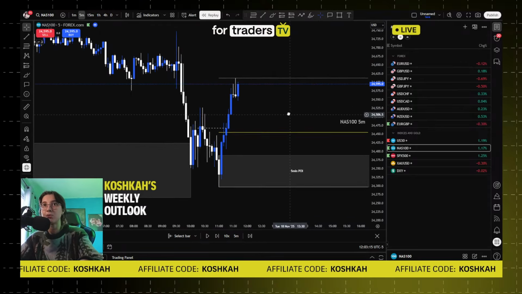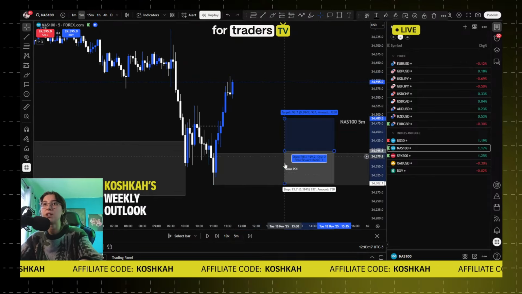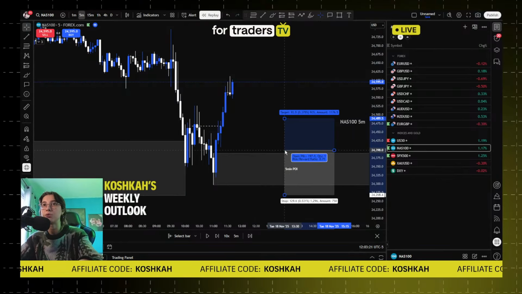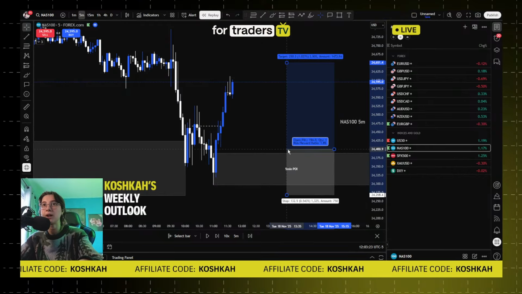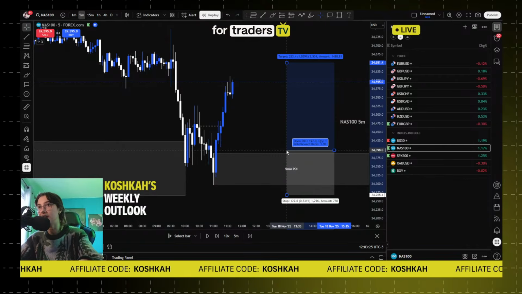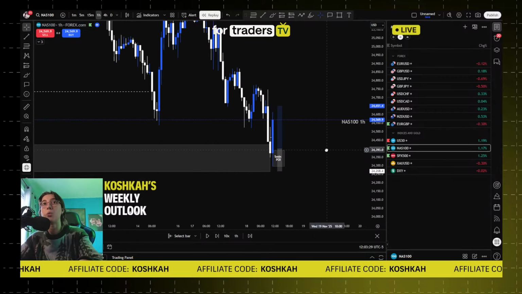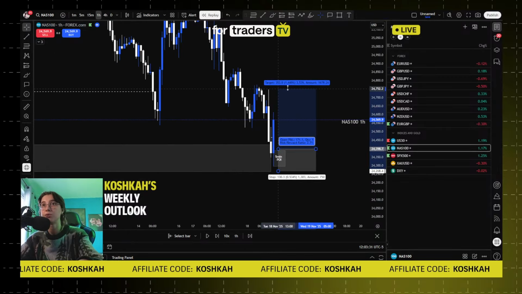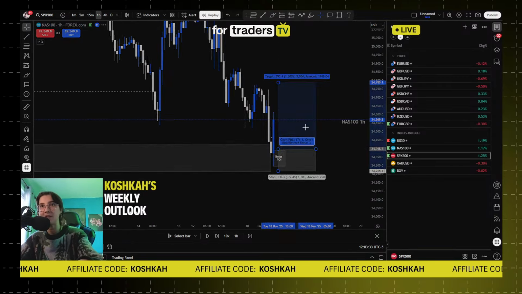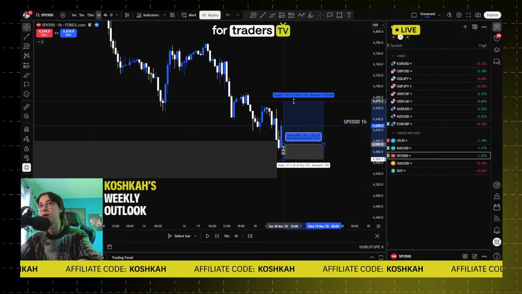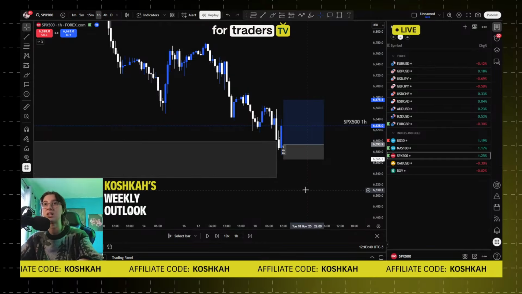Same thing on NAS. Right here, you had your 5-minute POI, so you enter right here, stop loss below the low, adding a few extra points so that you avoid missing the trade. Super important. Your take profit 1 will be at 1:3 risk reward ratio. So this is your take profit 1. Same thing for S&P, exactly the same thing, 1:3 risk reward ratio right here.